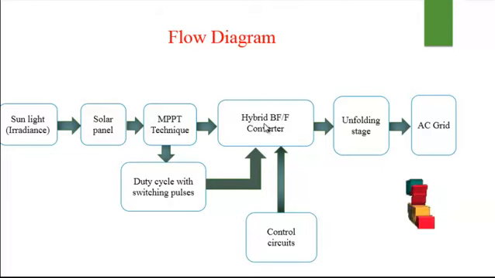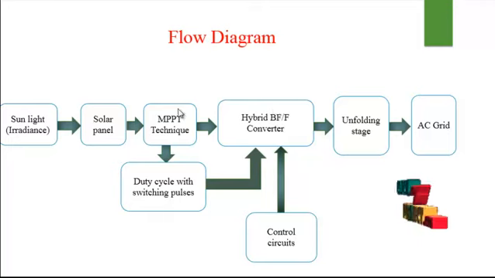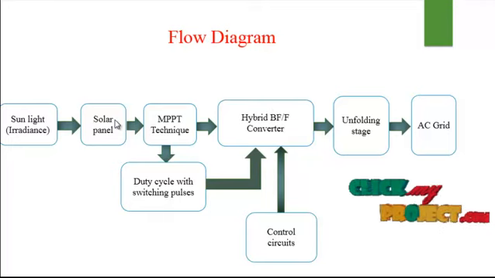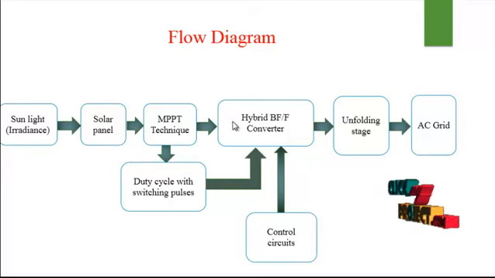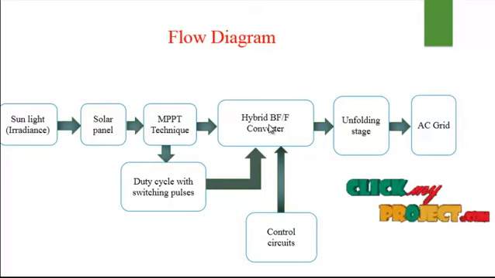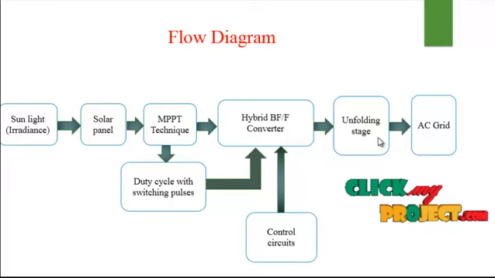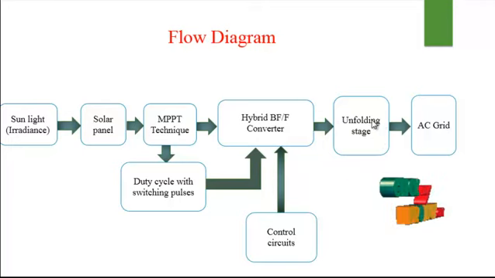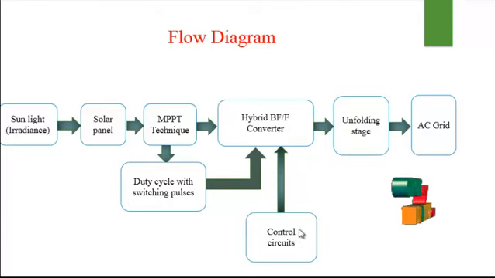This makes the process efficient, and the output is fully converted to DC. For example, the solar panel generates 30 volts, and the hybrid boost flyback to flyback converter maximizes the power to 300. This is a continuous power to the unfolding bridge, which is nothing but an AC to DC to AC converter. The conversion process is given switching pulse ratios from the control circuit.